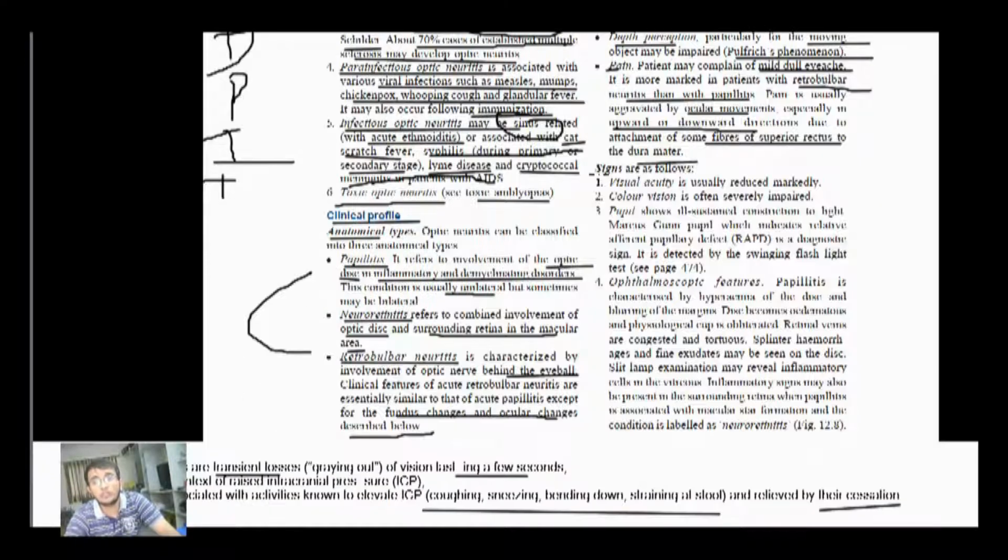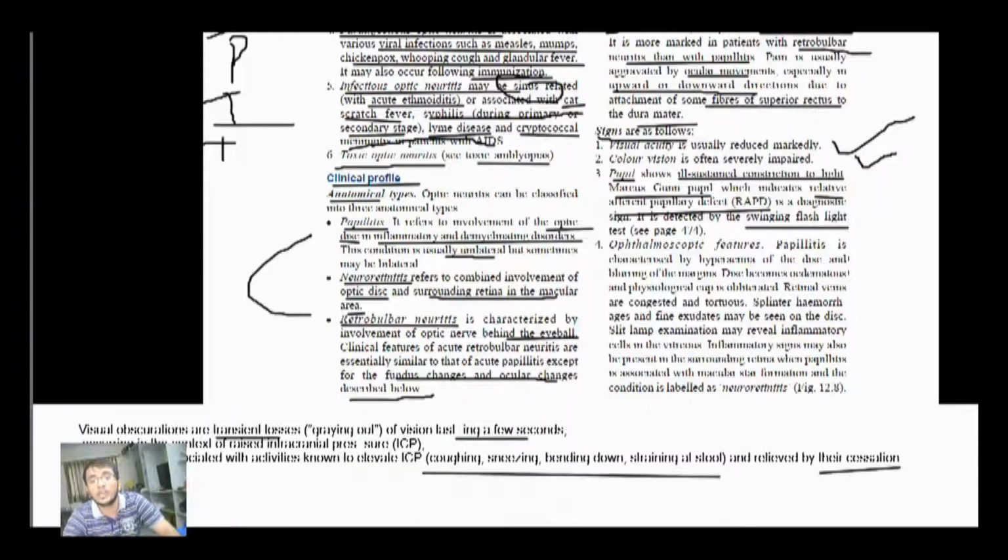Got it? Moving on to signs of optic neuritis. First, visual acuity is usually markedly reduced. Color vision is severely impaired. Third, the pupil. The change seen in the pupil is an ill sustained constriction to light. So Marcus Gunn pupil is seen. It indicates a relative afferent pupillary defect. It is a diagnostic sign. It is detected by the swinging flashlight test. So visual acuity, color vision and pupil showing ill sustained constriction to light, that is Marcus Gunn pupil, show a relative afferent pupillary defect.